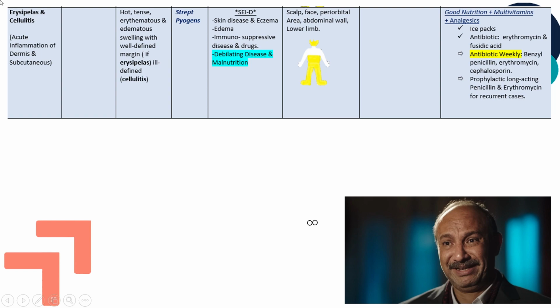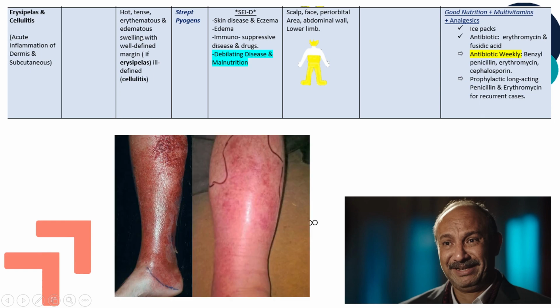We said that both of them are acute inflammation of dermis and subcutaneous tissue, and both of them will be hot, tense, erythematous, and edematous swelling. The main difference between them, however, is that if you could bring a marker and highlight the margin of the lesion, in erysipelas, the lesion will be well defined and you would be able to highlight it pretty easily with a marker. However, in cellulitis, the margins are ill-defined and you will not be able to highlight the boundaries or the margins of the lesion.